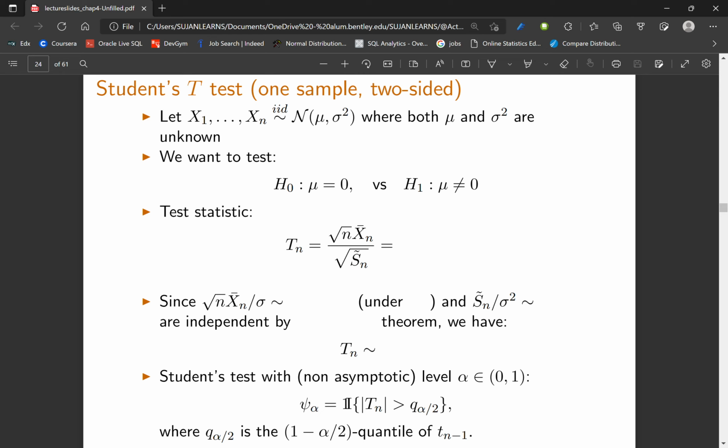Starting with, we'll take a random variable X, which is i.i.d. and has a normal distribution. It is not a standard normal, but a normal distribution with two unknowns, mu and sigma square. The goal is to test a hypothesis where the null hypothesis is mu equal to 0 against mu not equal to 0. This is a two-sided hypothesis test.